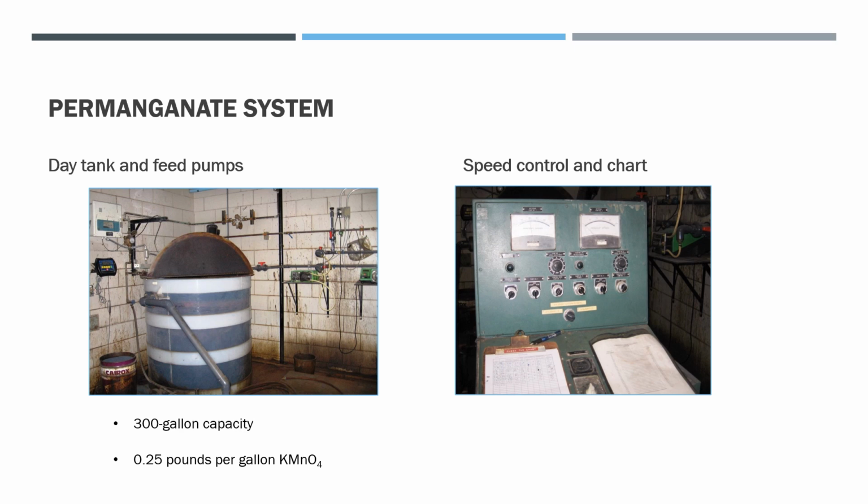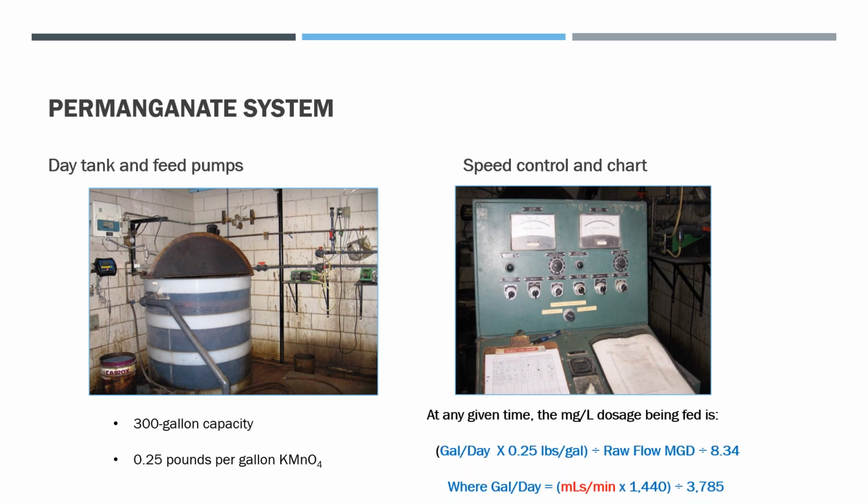Here's a speed control system that runs the pumps. At any given time, the milligram per liter dosage that's being fed can be determined by capturing the amount of milliliters per minute of permanganate falling into the wet wells, and you can convert to dosage using those formulas that you see there.